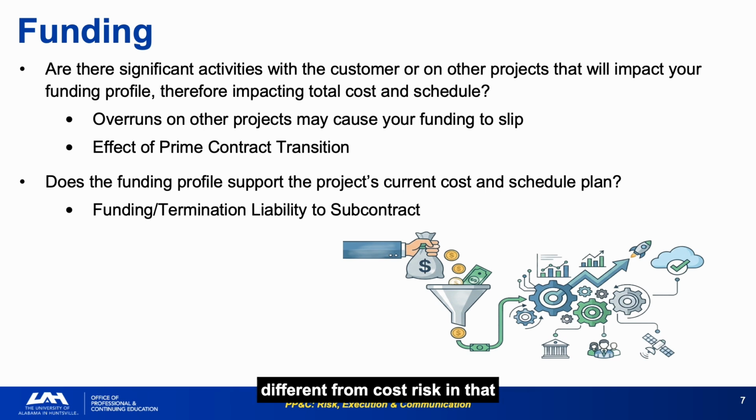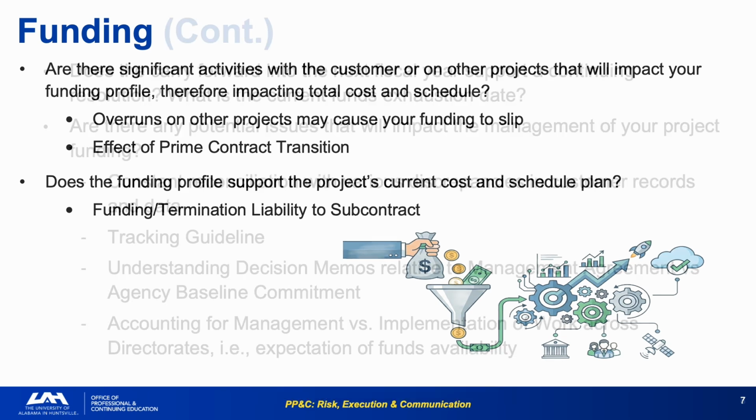Funding risk is different from cost risk in that it can originate entirely outside your program, through congressional action, portfolio-level decisions, or overruns on unrelated contracts of the same institution. Build a funding risk section into your monthly assessment, even when the numbers look stable. The questions in this category are specifically designed to catch external funding threats before they materialize.